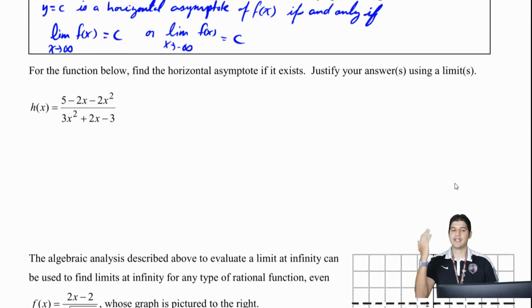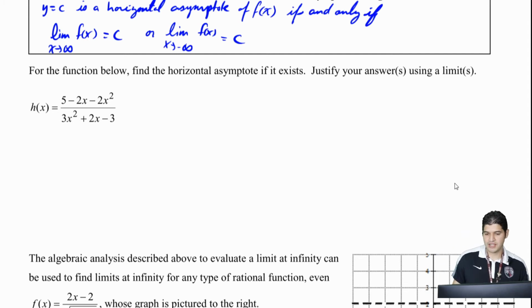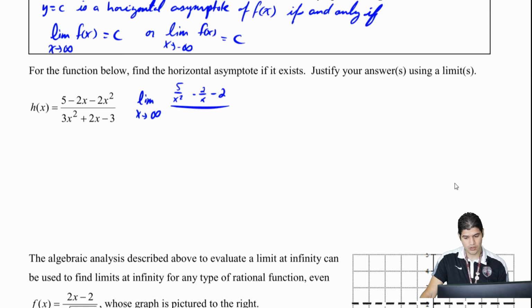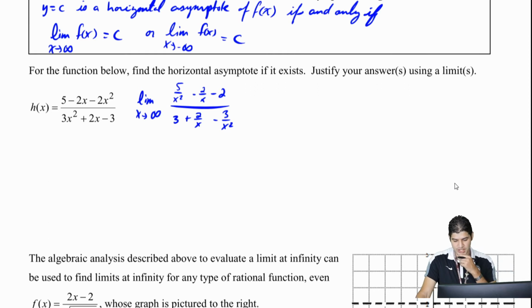So now let's actually apply this justification here. We're going to divide everything by the highest degree in the denominator, so x squared. So the limit as x approaches infinity of (5/x² - 2/x - 2) over (3 + 2/x - 3/x²). So that's what you get when you actually simplify everything.